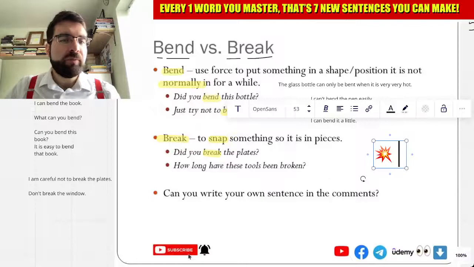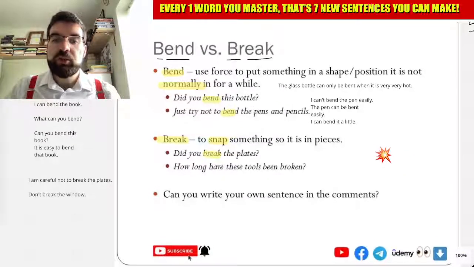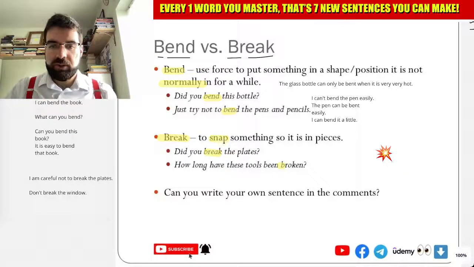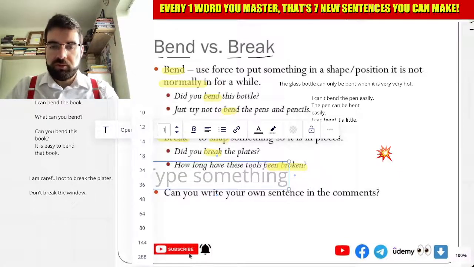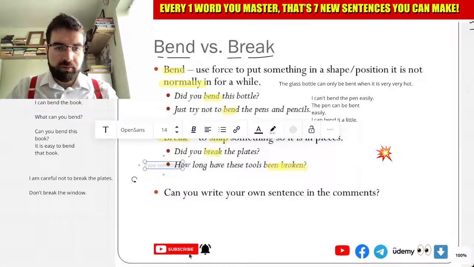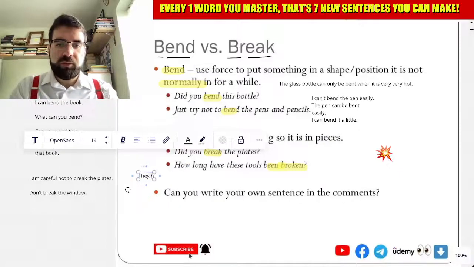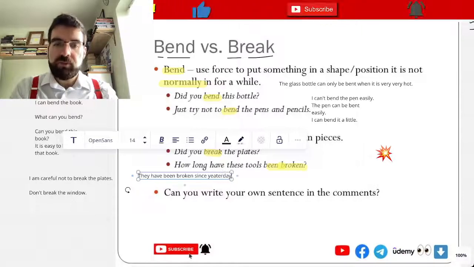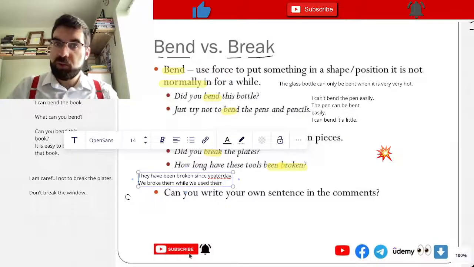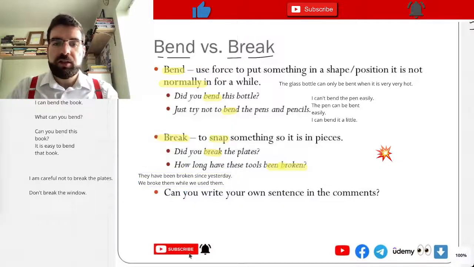How long have these tools been broken? They have been broken since yesterday. We broke them while we used them. Yes, we broke them yesterday. Very good.